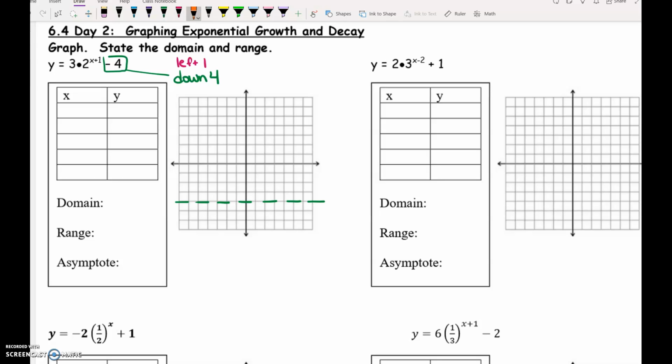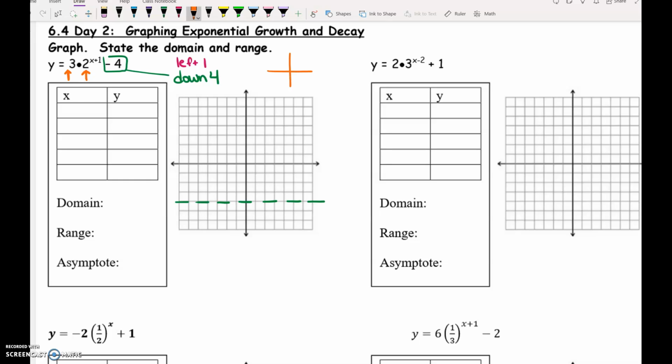The other thing that I want you to notice is whether or not there's a negative in front, because a negative in front will flip the graph and make it appear below the asymptote instead of above the asymptote. So this one should be above the asymptote. And I also want to notice whether it's growth or decay. So because it's 2 to the x, I know that it's growth.